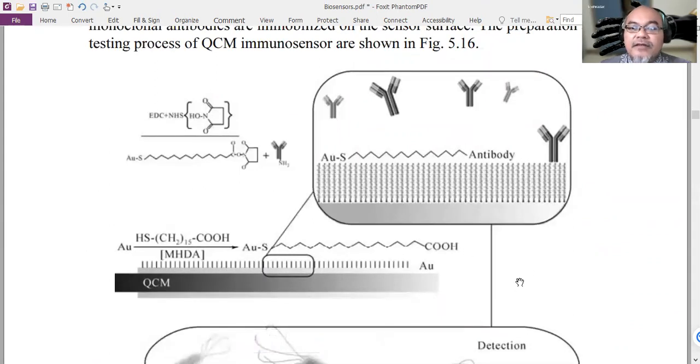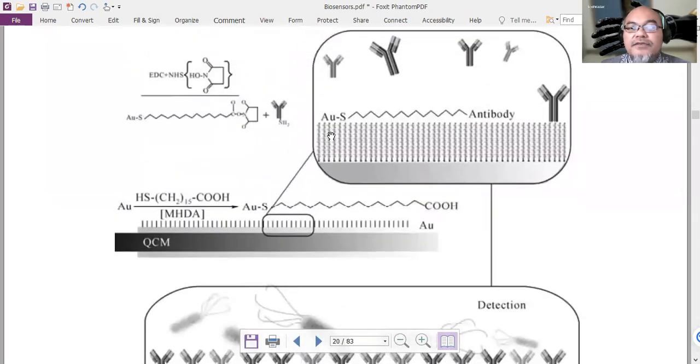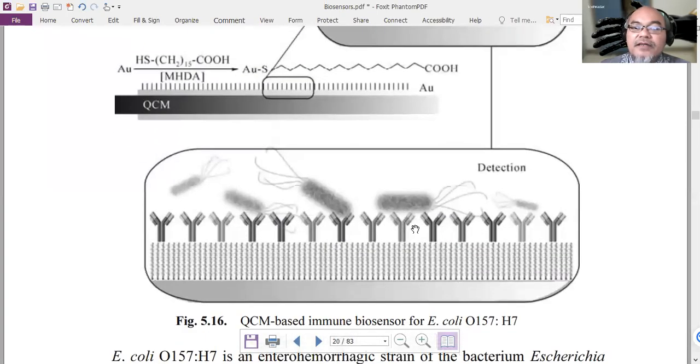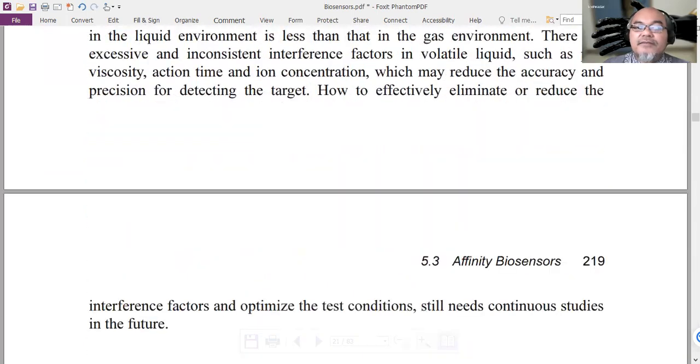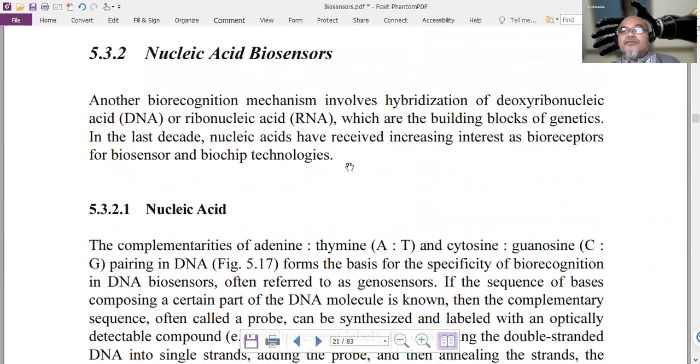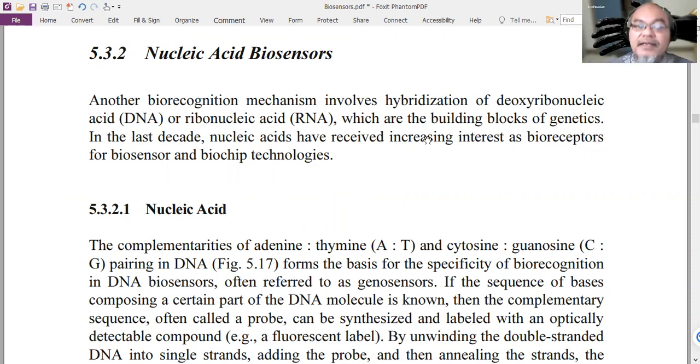Okay, then therefore we can apply it. For example, here this is a gold surface, and we are binding antibody onto the gold surface using a kind of cross-linker molecule, so that it can detect E. coli. This is one type of QCM immunosensor. Okay, those are immunosensors. We presented two examples of physical transducers, the surface plasmon resonance and the quartz crystal microbalance. There's also another one, electrochemical, using EIS, electrochemical impedance spectroscopy, which can also be used to detect binding.